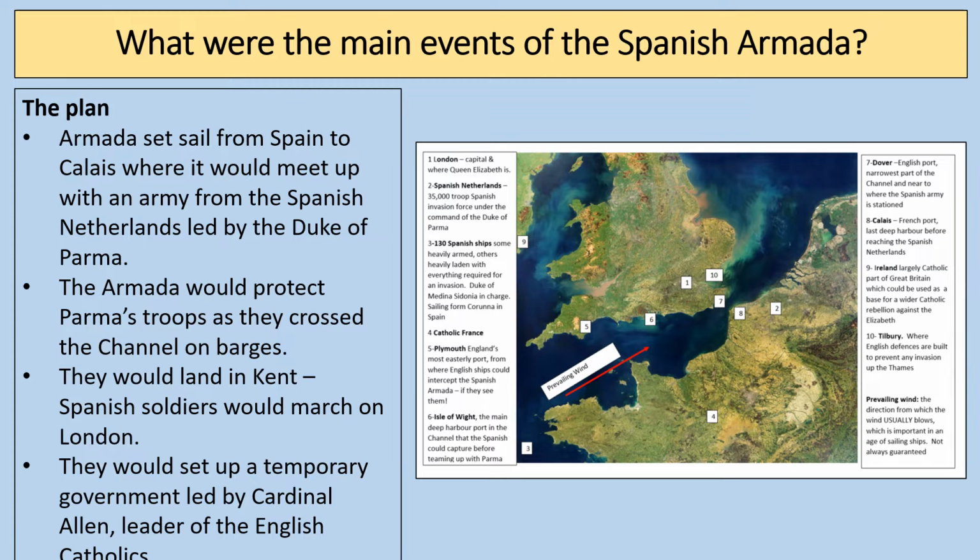So the plan was the Armada would set sail from Spain, go to Calais, where it would meet up with an army from the Spanish Netherlands, led by the Duke of Parma. As I've said, the Armada would protect Parma's troops as they crossed the Channel on barges. And the idea would be to set up a temporary government led by Cardinal Allen, who at the time was the leader of the English Catholics. So the plan basically is to restore Catholicism to England. That's the plan of the Spanish Armada.